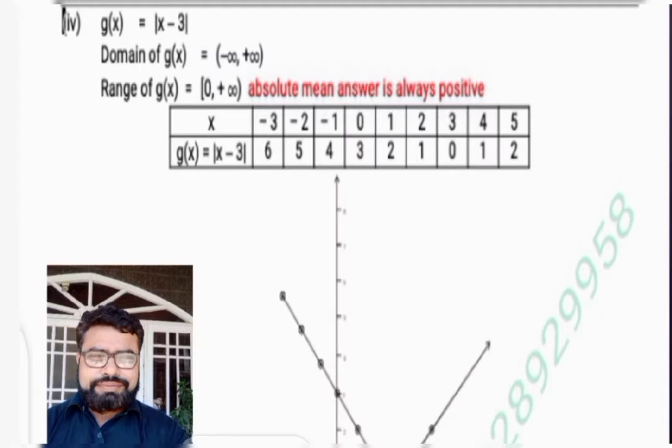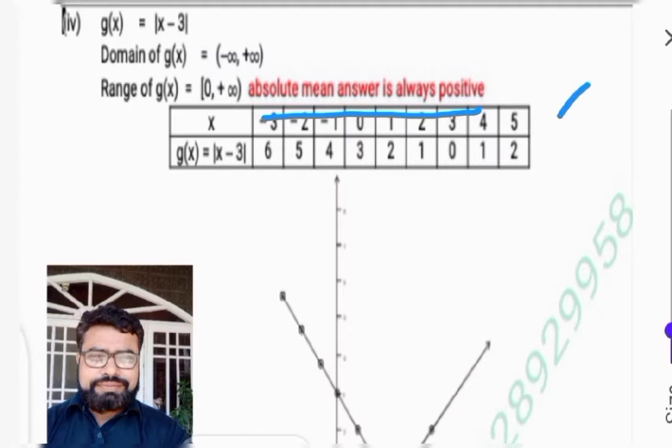Absolute function means the answer is always positive. Absolute makes everything positive. If it is negative, the answer will be positive. If it is positive, the answer will be positive. Absolute function makes every value positive.